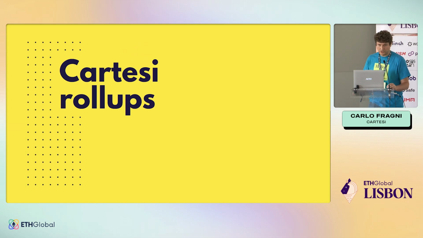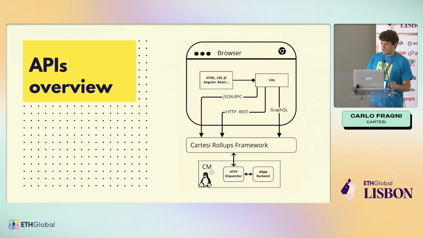So let's get started on Cartesi Rollups. This is the overview of a Cartesi Rollups application. On the client side, traditionally you're going to build a web application. So you'll probably be using HTML, CSS, JavaScript, some framework you're used to, like Angular, React, or Vue.js, or whatever your capacity is. And then you need a couple of libraries to connect to the Cartesi framework.